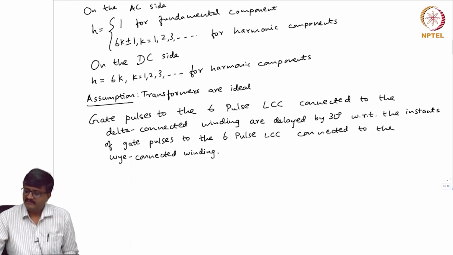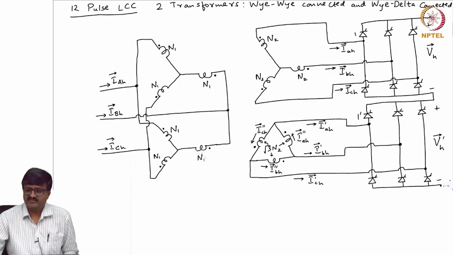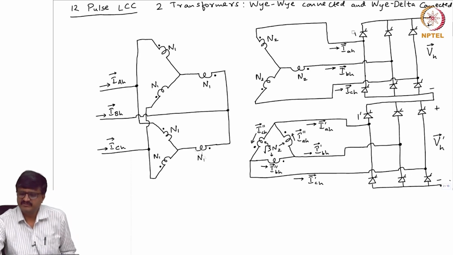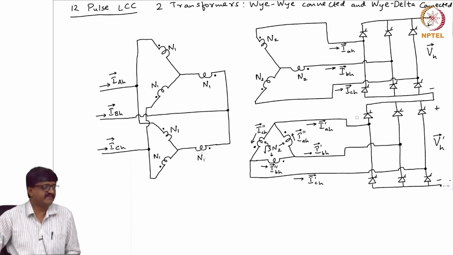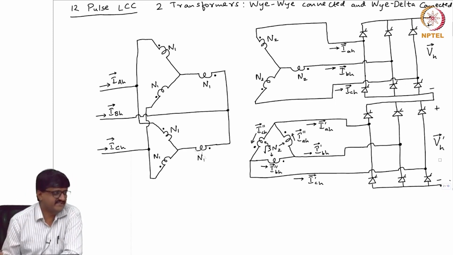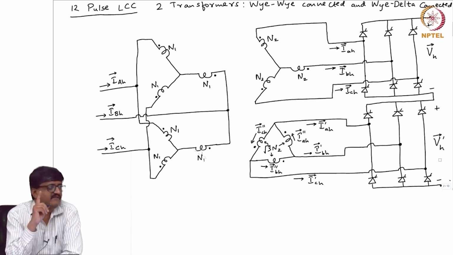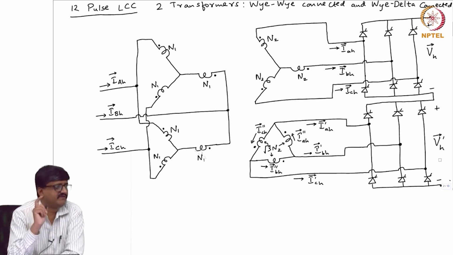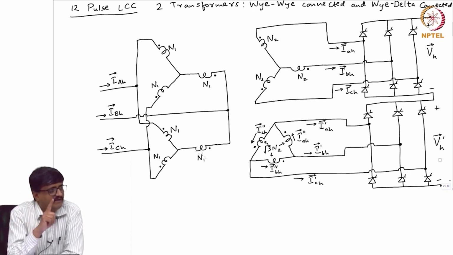Now let me give some expressions for these complex currents that I have shown, IAH, IBH, ICH. This was just written for the sake of explaining that the gate pulses are delayed by 30 degrees. Suppose I take this IAH. I said H can take a value of 1 or 5, 7, 11, 13 harmonic component. So it is either 1 or 6k plus minus 1 for all positive integer values of k.